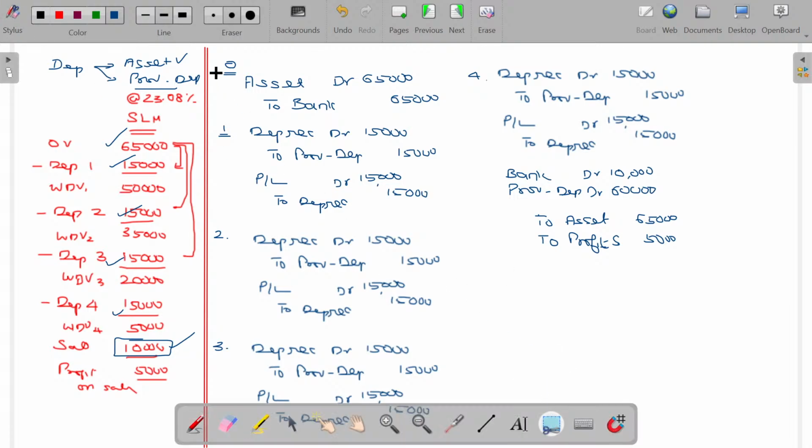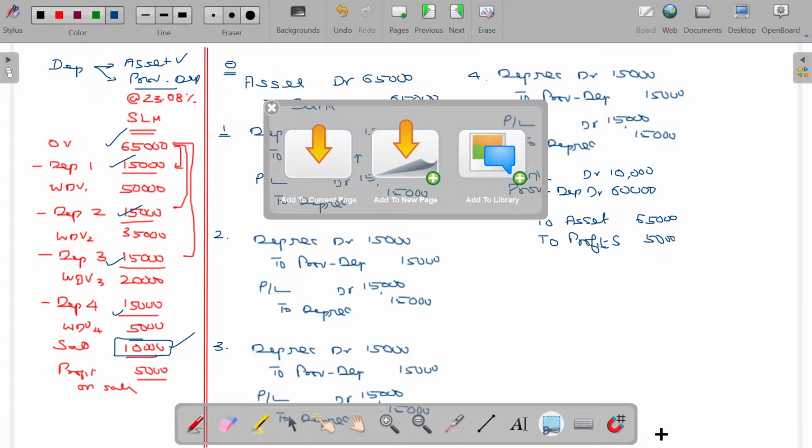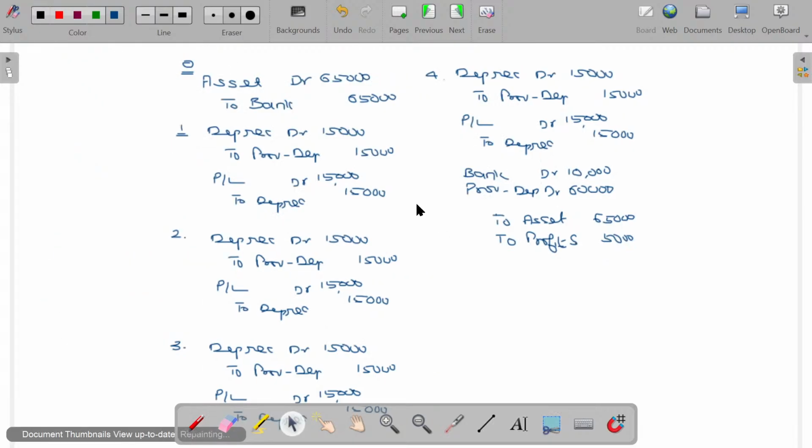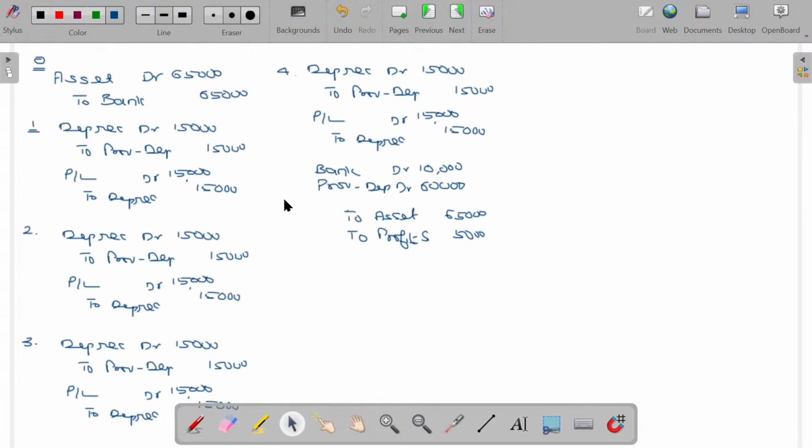Now, from this you can prepare our past journal entries and ledgers. So I'm going to post that in the ledgers here. Okay. So in the ledger.